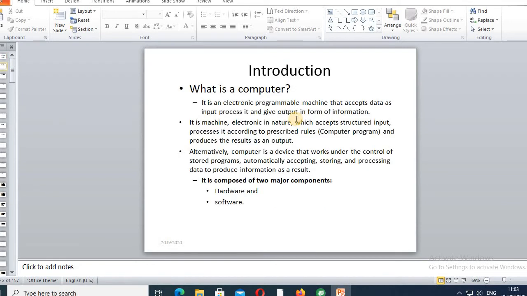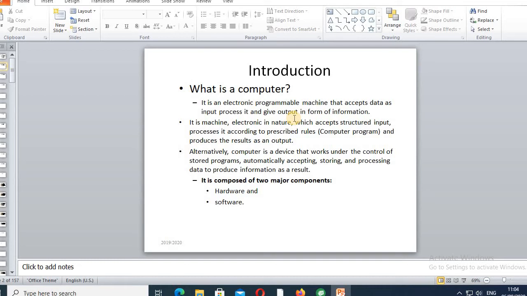Introduction. What is a computer? A computer is an electronic programmable machine that accepts data as input, processes it, and gives output in the form of information. As we know, all of us that have been dealing with most electronic devices, there is no electronic device that you're going to use without having a software installed on it. It may either be embedded on it or it may be directly installed. Are we together? So that's why we're saying that a computer is an electronic device. Indeed, it uses power for it to be used by any other person. And we're saying it is programmable because we use software for us to be able to use this machine.